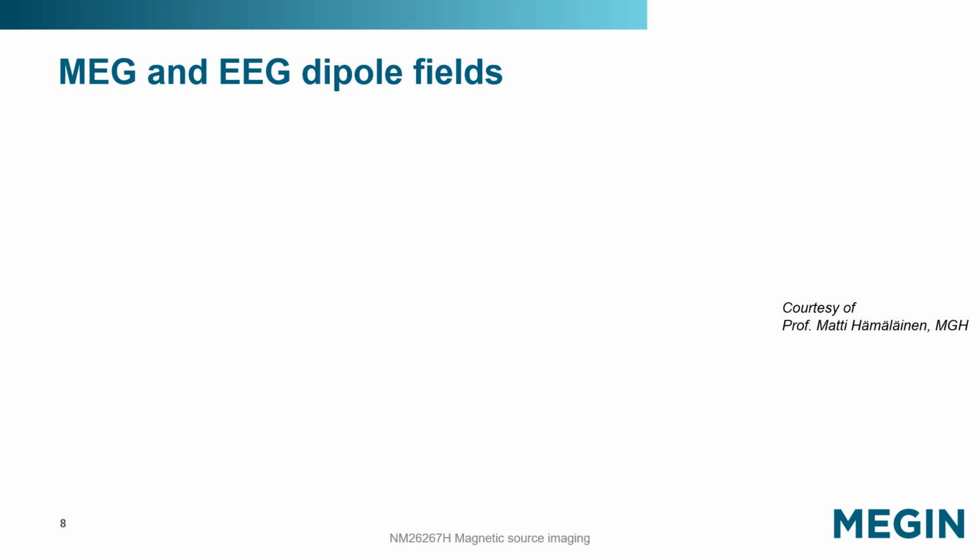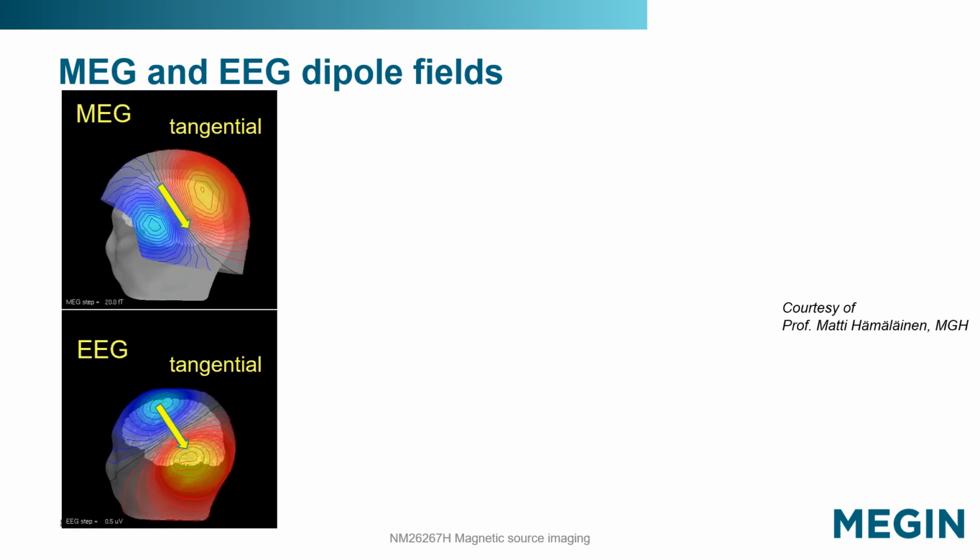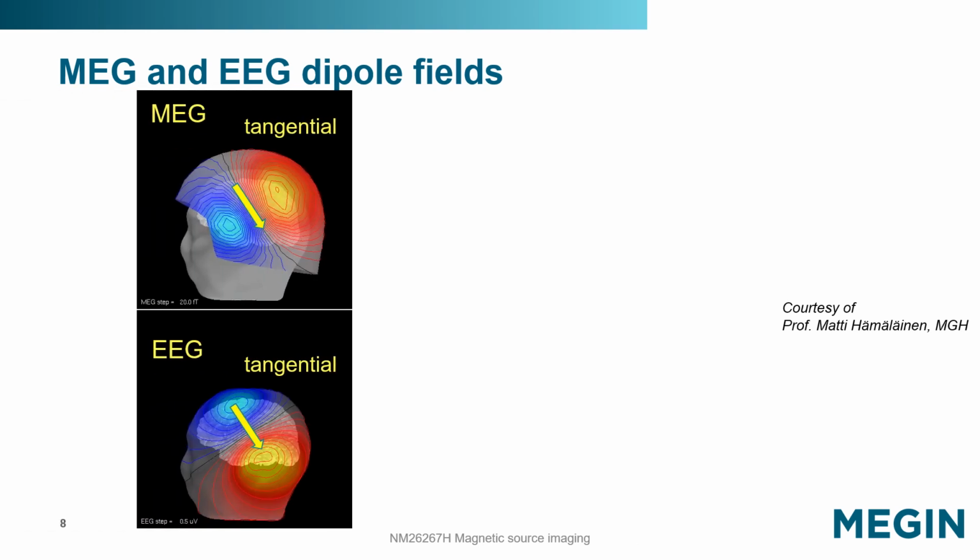Let's review how the magnetic field and electric potential patterns look for tangential and radial dipoles. A tangential dipole, shown here with the yellow arrow, generates a bipolar pattern both in MEG and EEG. The upper MEG map represents the radial flux component through the helmet-shaped sensor array. The bipolar or dipolar map pattern is consistent with the right-hand rule when the thumb points in the direction of the arrow. The other fingers of the right hand indicate how the magnetic field curls around the dipole.